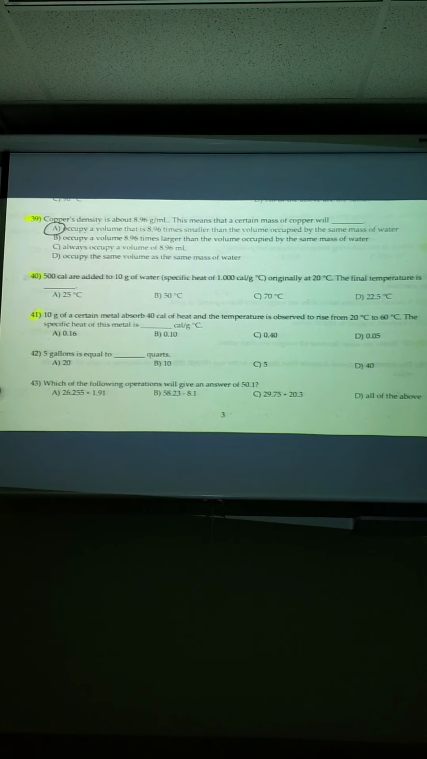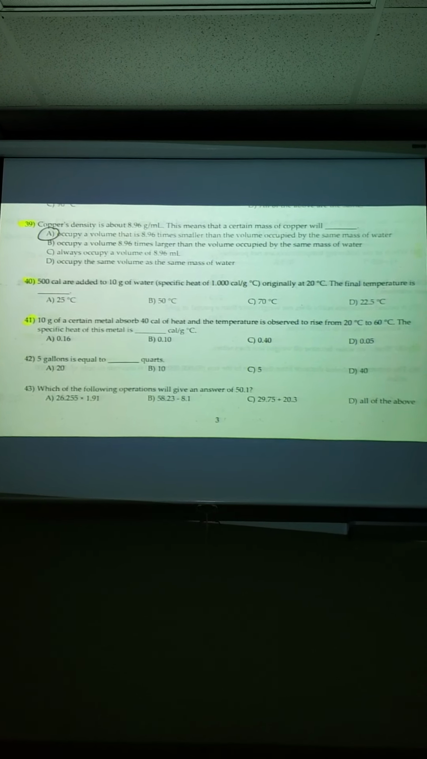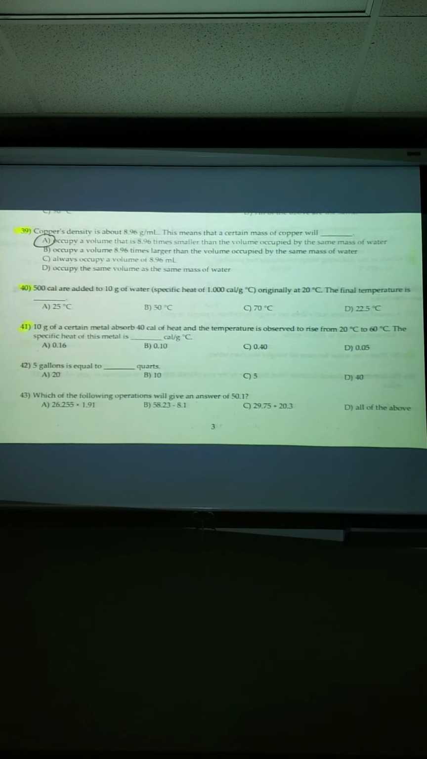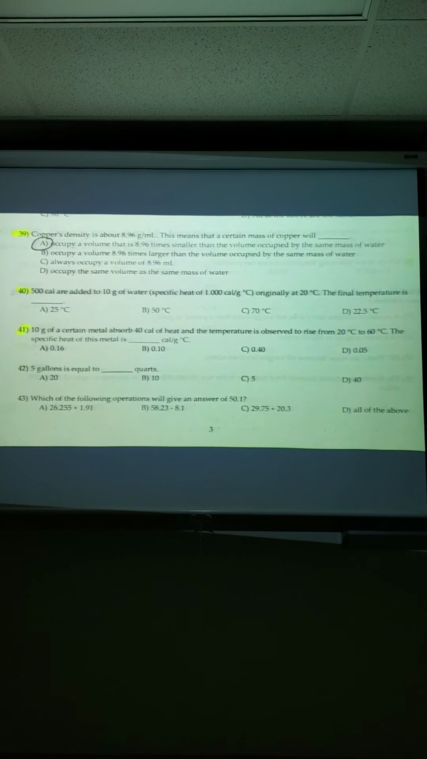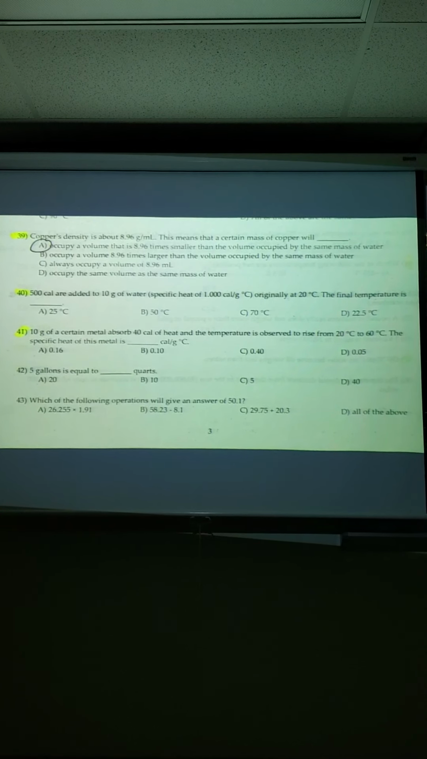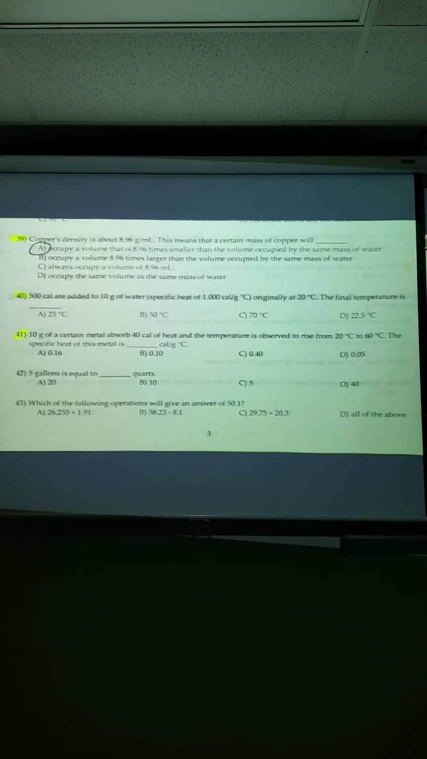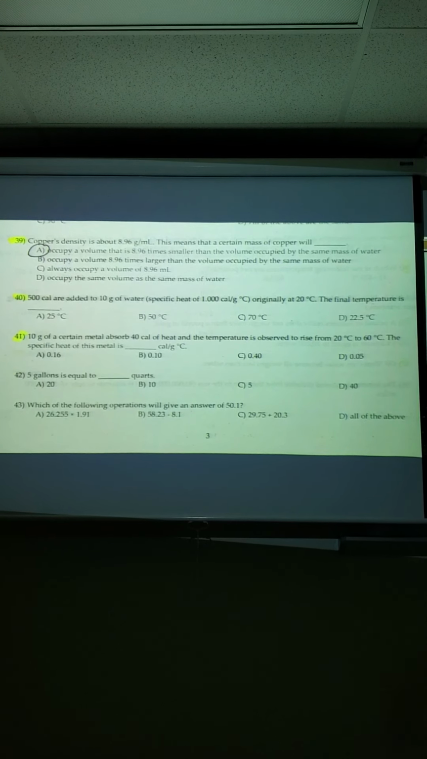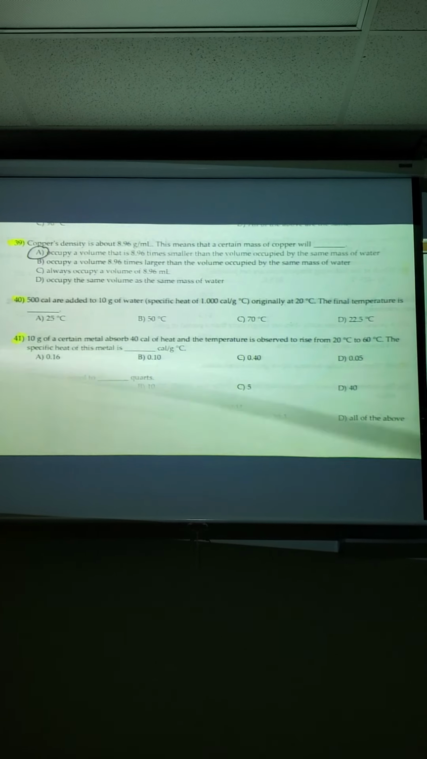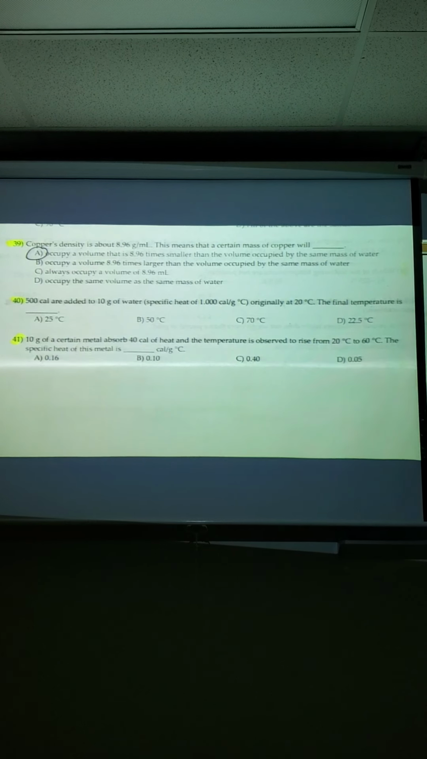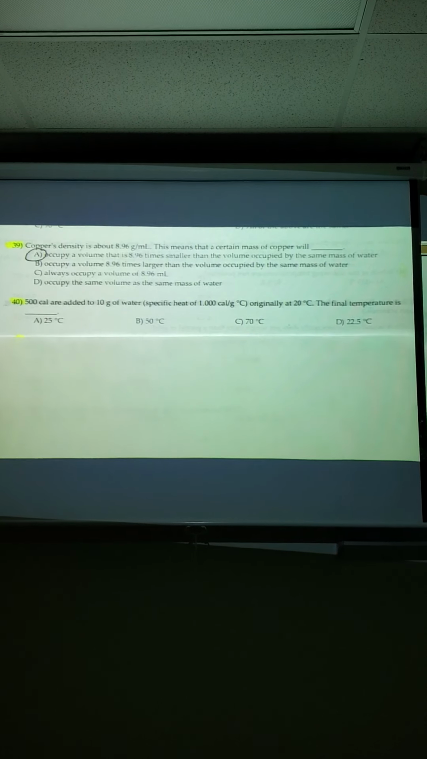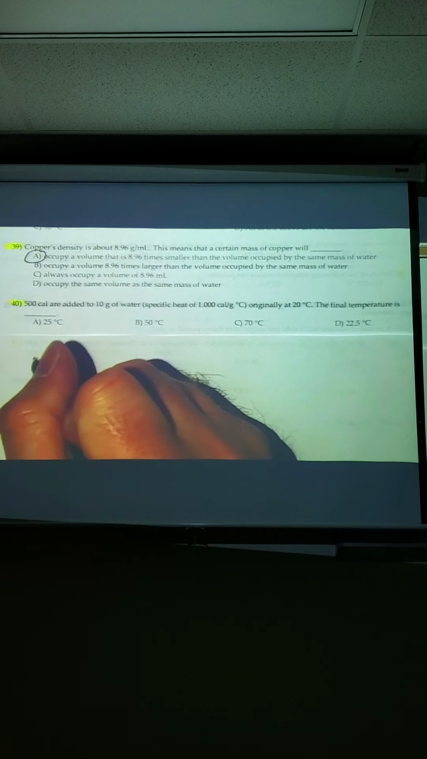Number 40 and number 41 are the only two heat triangle problems. These are the Twinkie type problems at the end of our PowerPoint notes. It's just one large conversion. So let's remind you of that triangle first. Number 40 is actually the tougher one of the two. It's a two-step problem.